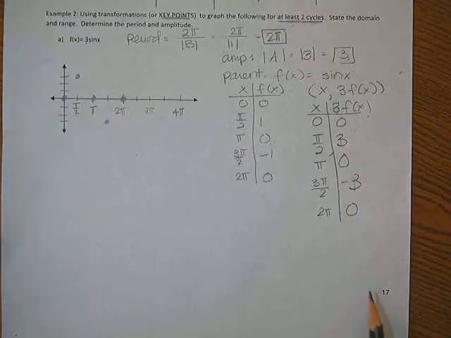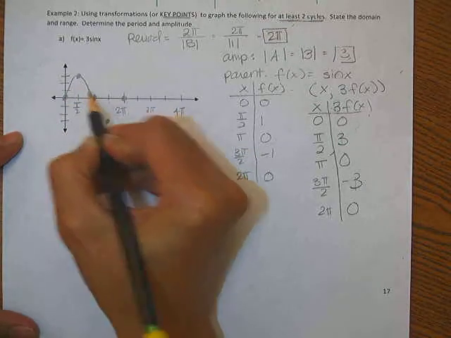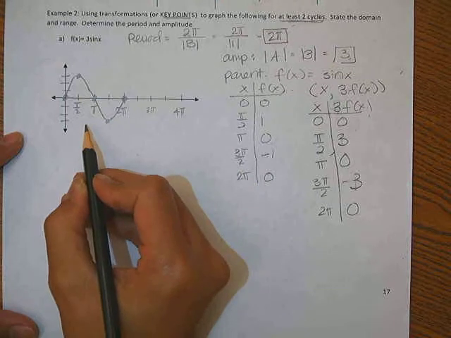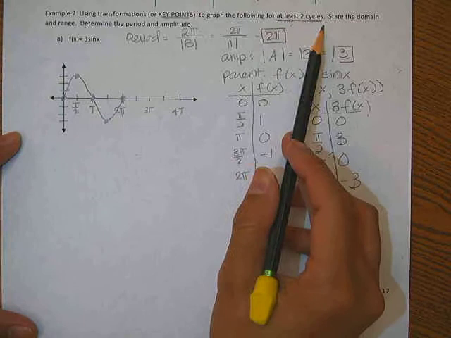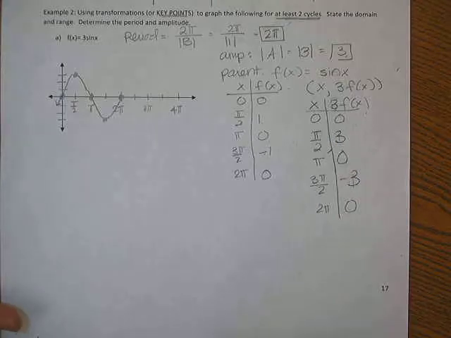Okay, so those are my dots. I have 5 dots, so connect my dots. Now we're going to need arrows on the two ends. Just because I'm asking you to graph for 2 full cycles doesn't mean the sine curve stops at 2 full cycles. It's going to go on forever. It repeats forever. Okay?